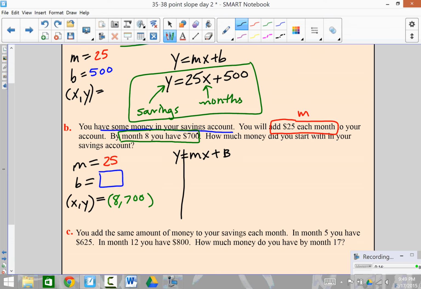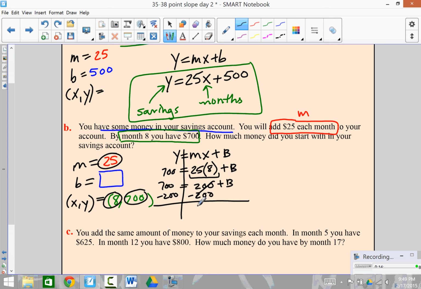So let's go ahead and take a look. Our y here is 700. Our m here is 25. Our x here is times 8 plus b. So now we just have some math to do. 25 times 8 is 200. And then we're going to subtract 200.